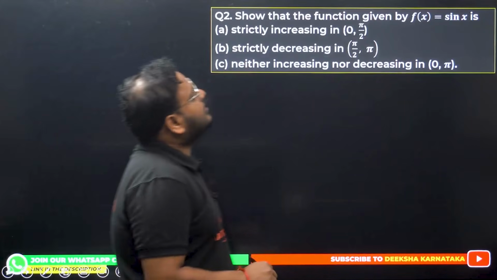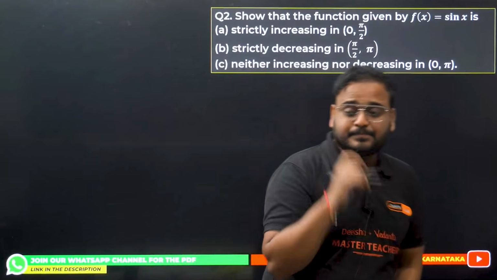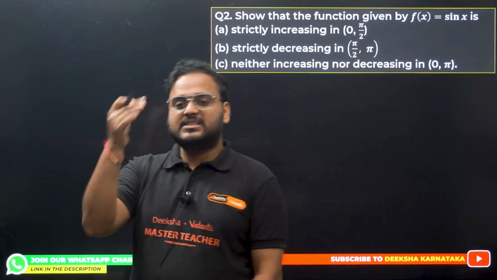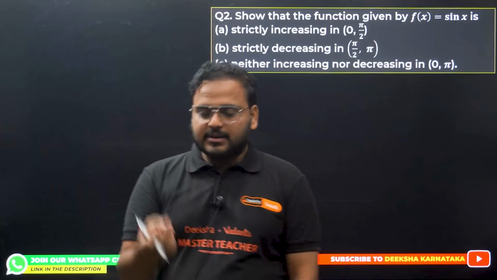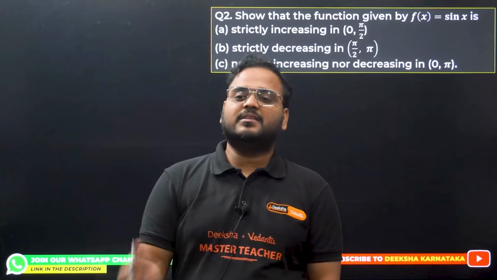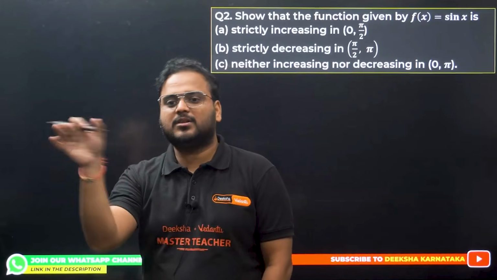Show that the function given by f of x equals sin x is strictly increasing, strictly decreasing, and neither increasing nor decreasing in 0 to pi. We have 3 sub-questions in this. We'll see all the options.